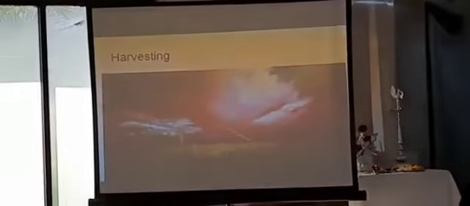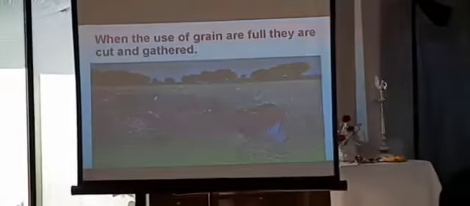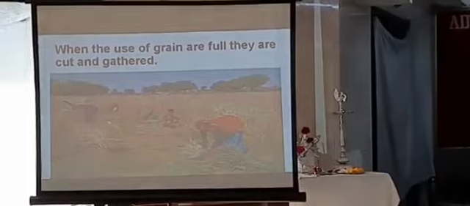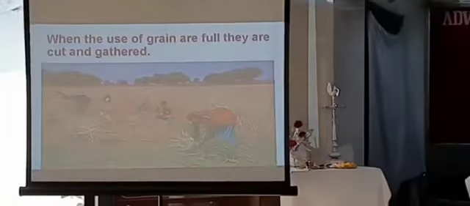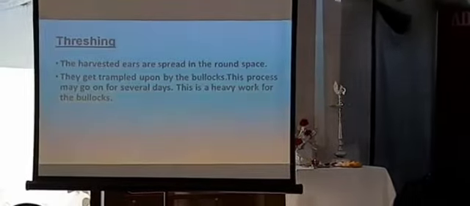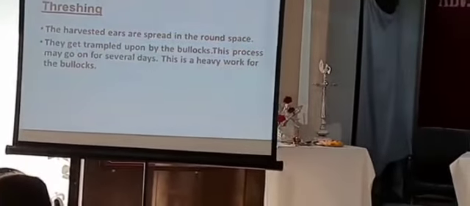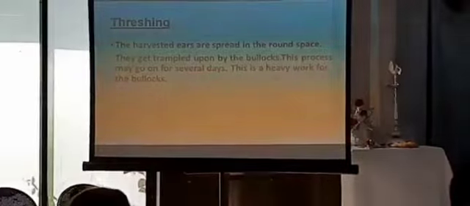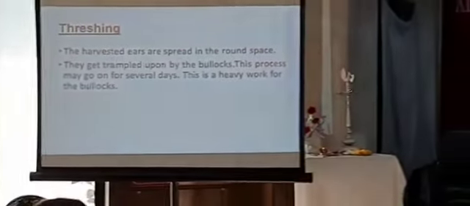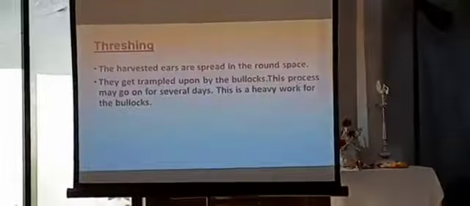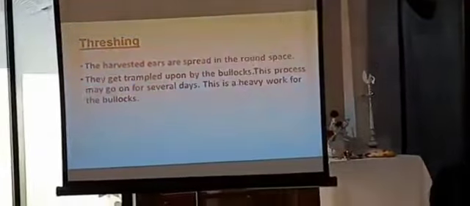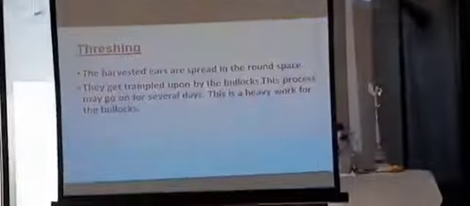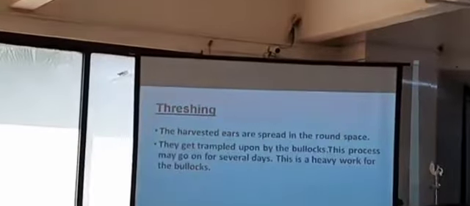We now see the image of harvesting when the crop is ready to be harvested. When the ears of grain are full, they are cut and they are gathered. The next process is threshing. The harvested ears are spread in the ground space. They get trampled upon by the pillars, thus threshing. This process may go on for several days. It is not a quick process. This is the heavy work for the plants.